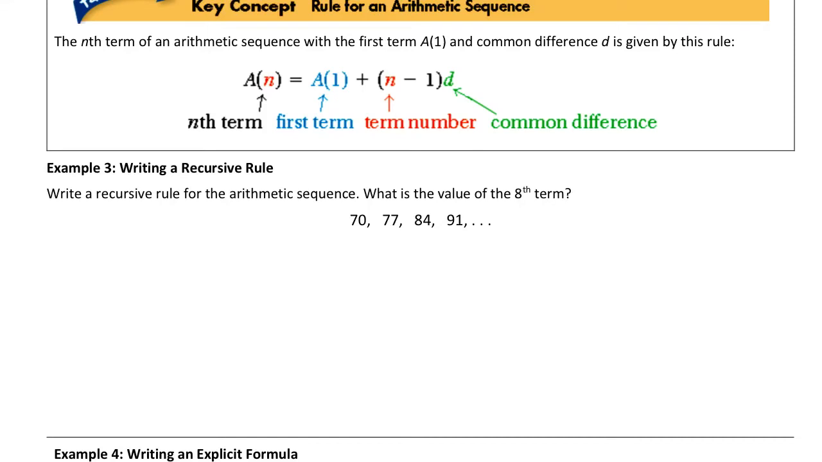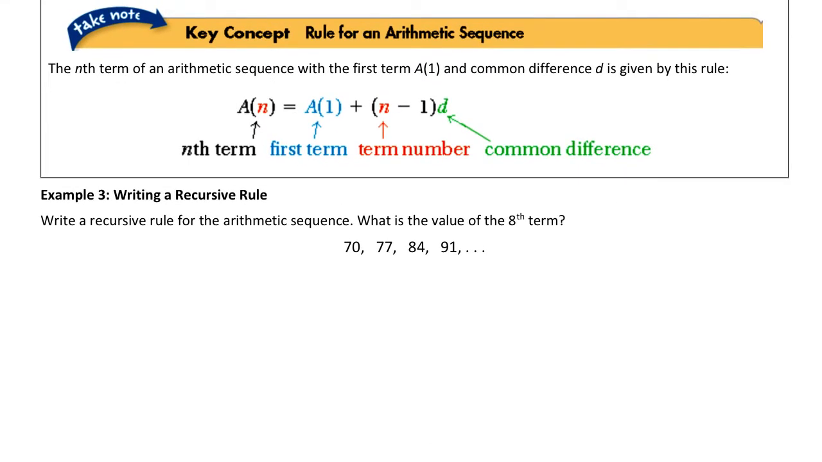Okay, so in the second part of Lesson 7 for Unit 4, we are going to talk about how to write the rule for an arithmetic sequence. This little key concept at the top describes the nth term of an arithmetic sequence, with the first term being a of 1 and the common difference d, and it's given by this rule. So this rule gives us all the notation we need to be able to work with to write a rule.